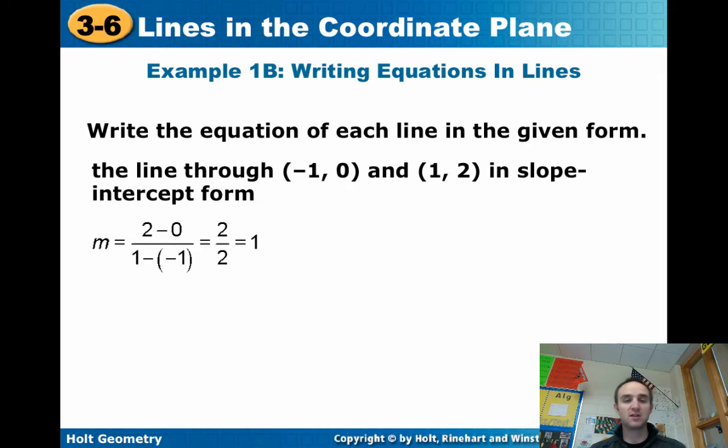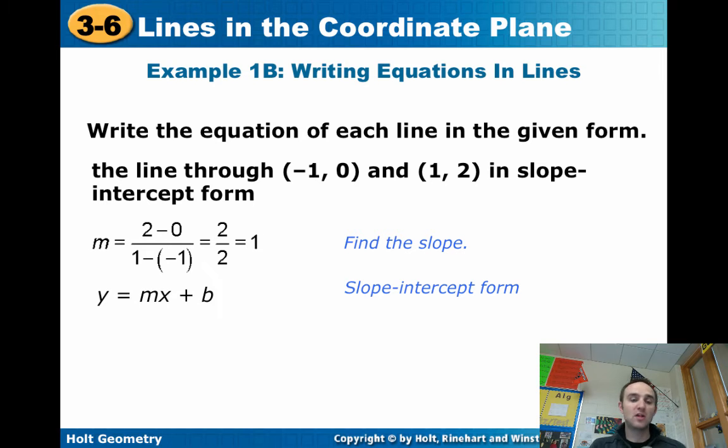So the first thing, and you see it here, is they plug it into the slope formula from 3, 5, y2 minus y1 over x2 minus x1. So they do that, we get a slope of 1. Now what we can do is take that slope and one of our points and put it into slope-intercept form. Slope-intercept form, remember, is y equals mx plus b.